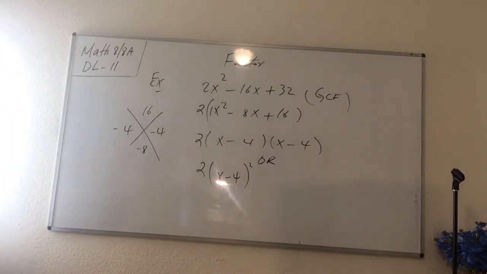So in this worksheet, if it's not 1, it's very likely there is a GCF. So make sure you look for the GCF first. But please do it. So let me know if somebody needs help.